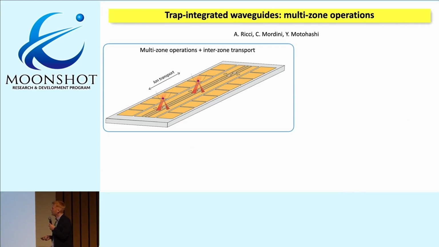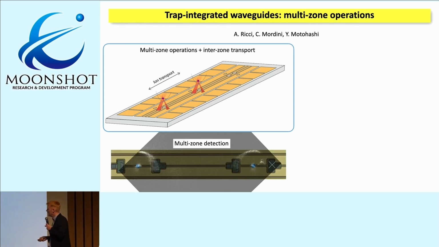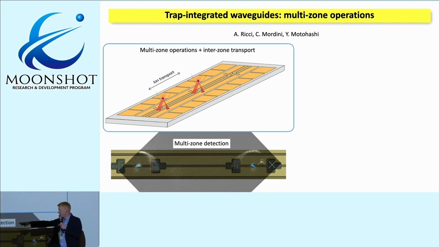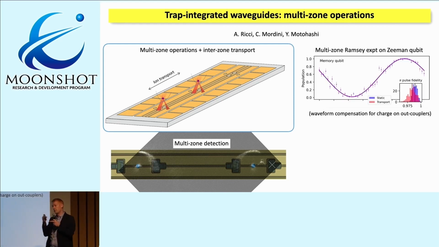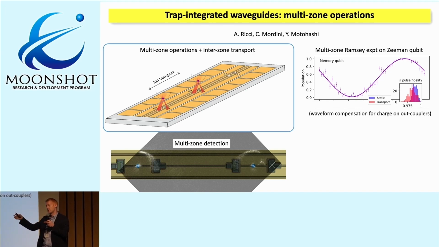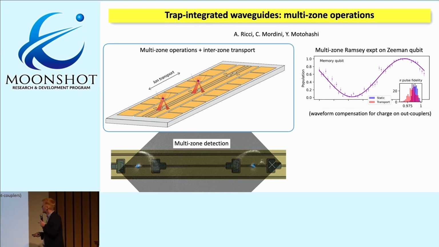Following on from that, we've now been working more with two zones. The painful part is the UV beams because we still have to align those, but the other part is super easy. It's really nice to see. We've also set it up so that we can do multi-zone detection. You actually see five ions here. Two of them are over here, three of them are over there, and we can do Ramsey experiments where we do one pulse in one zone of the trap and one pulse in the other zone, and we see good coherence.